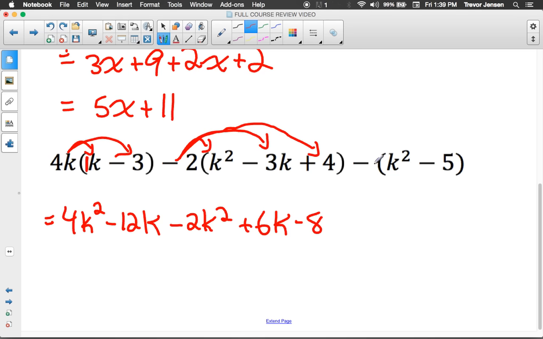Here, if you don't see a number in front of the brackets, there's an invisible 1 there, so I have to do -1 times k squared, -1 times -5. So that gives me -1 k squared, and -1 times -5 is +5.